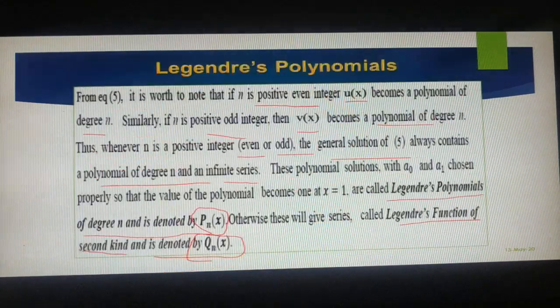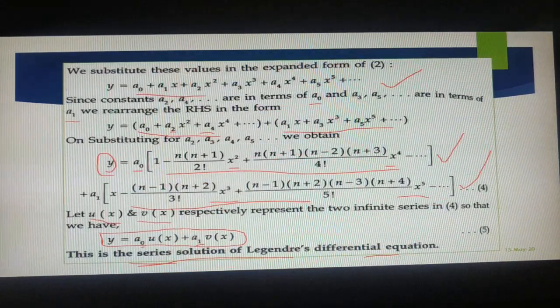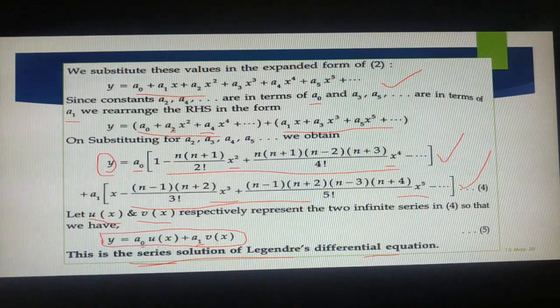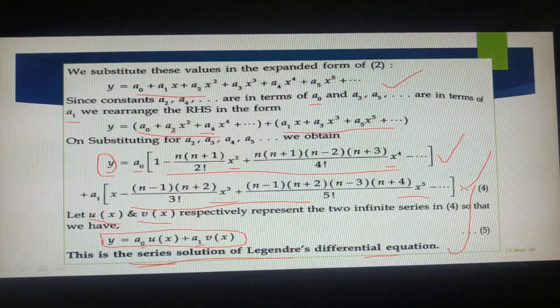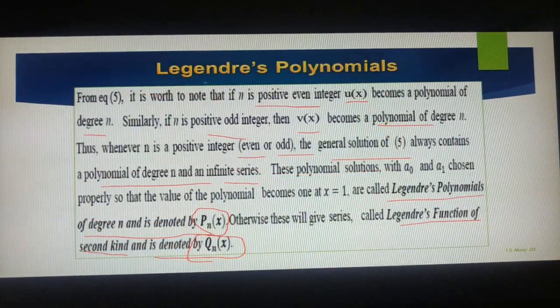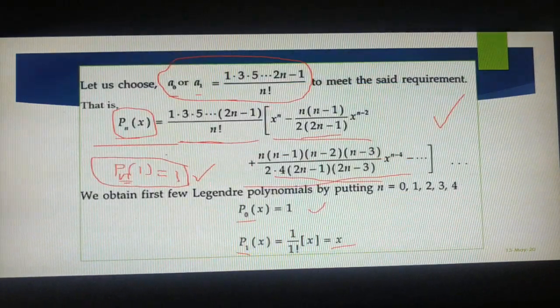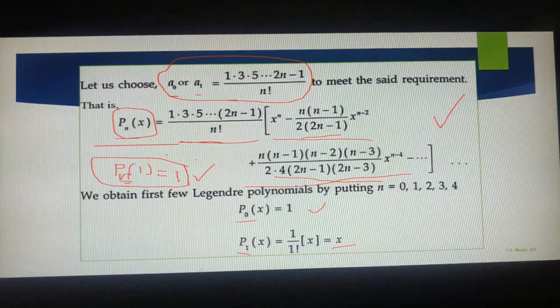Right, so for the examination you have to write up to this. You have to write the series solution; once we get y equal to a0 u(x) plus a1 v(x), that is enough. Up to this is enough. Now I introduce these Legendre's polynomials. They are also very important, but we need not remember this particular formula; I explained all this only for understanding.